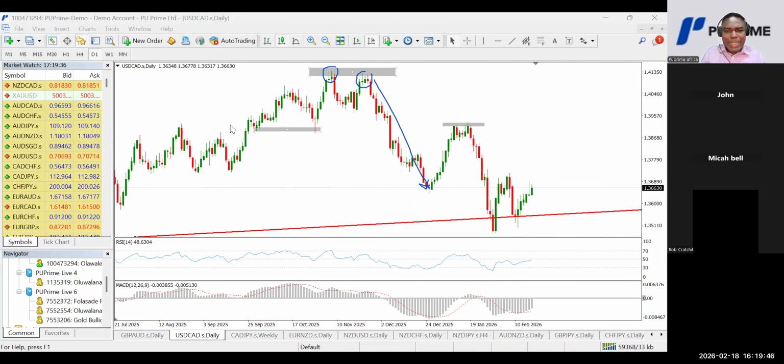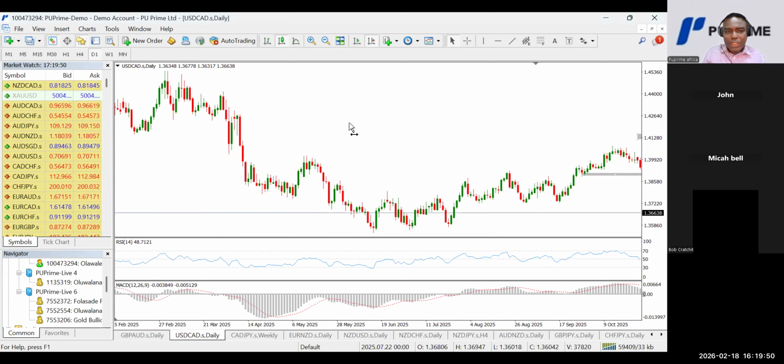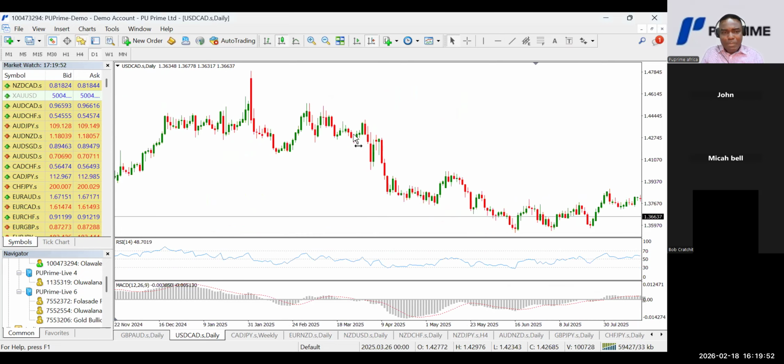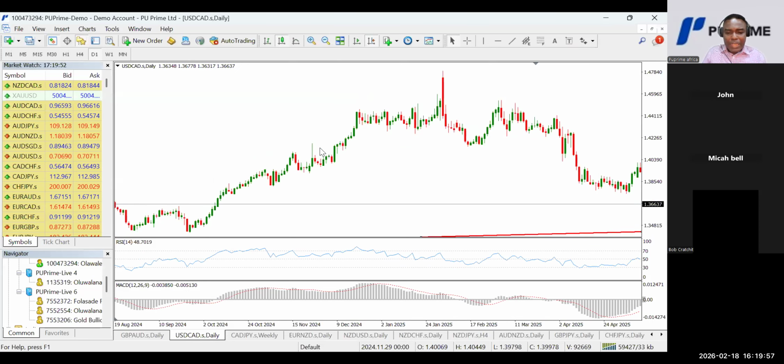So anytime you're analyzing your charts, these are things you can look out for. Look out for rejection candles. Look out for a hammer. Look out for shooting star. Look out for bullish or bearish engulfing candles. And I tell you, it will really point you to the next direction the market is expected to go into.